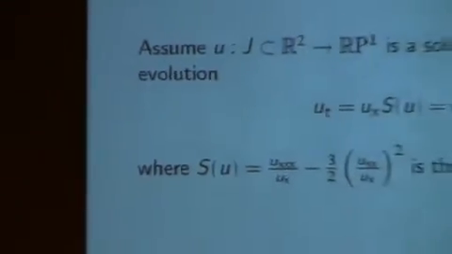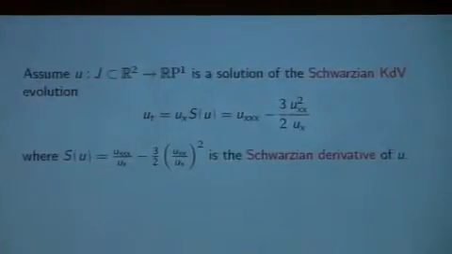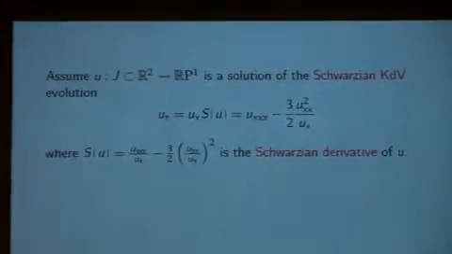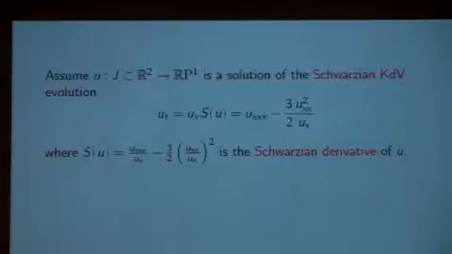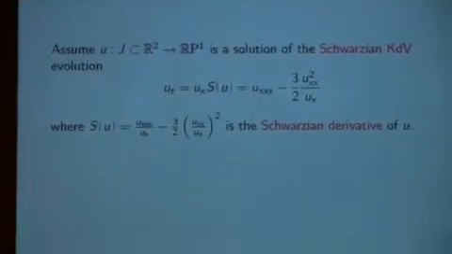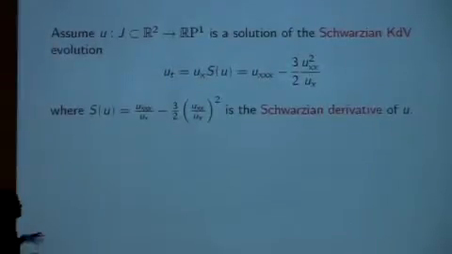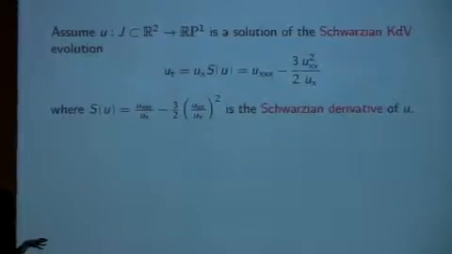I start with the Schwarzian KdV equation, which is that equation there. It is u_x times S(u), and S(u) is the Schwarzian derivative of u. I consider u to be a map from R2 to RP1, so it's really homogeneous coordinates that I'm looking at. And that equation is invariant under the projective group. So I can write it in terms of the invariant, which is the Schwarzian.